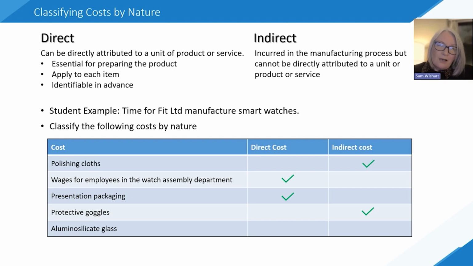And then finally, we've got aluminosilicate glass. So that is the glass that goes on the face of every watch, direct or indirect. Yeah, that's right. Our watch isn't going to work, is it, unless that is an integral part of the product that's being produced. It's essential. It will apply to every item, and it will be identifiable, and we'll be able to identify the cost of it in advance.